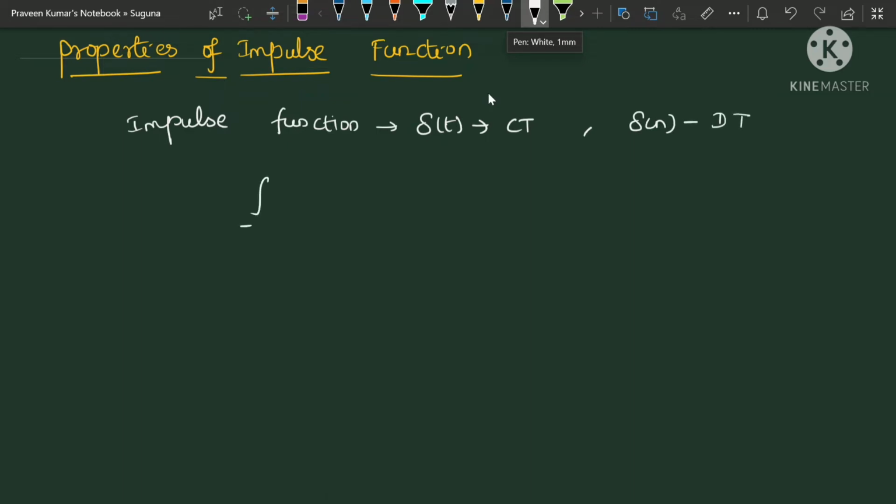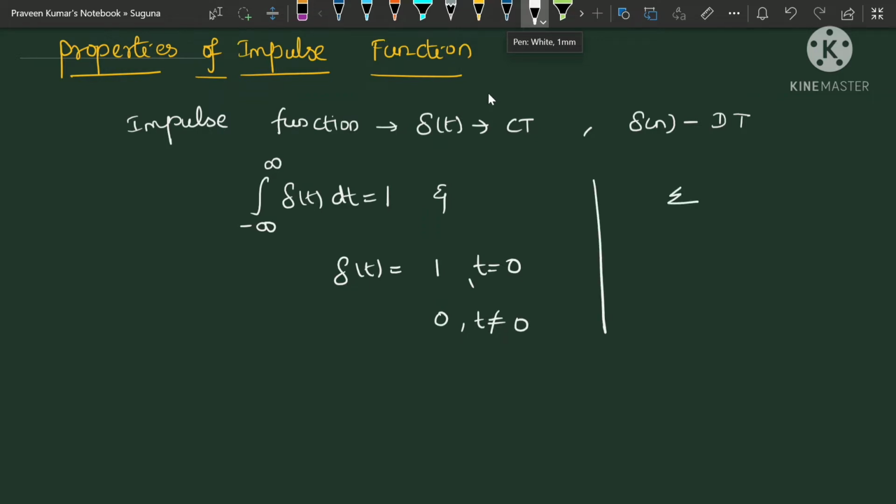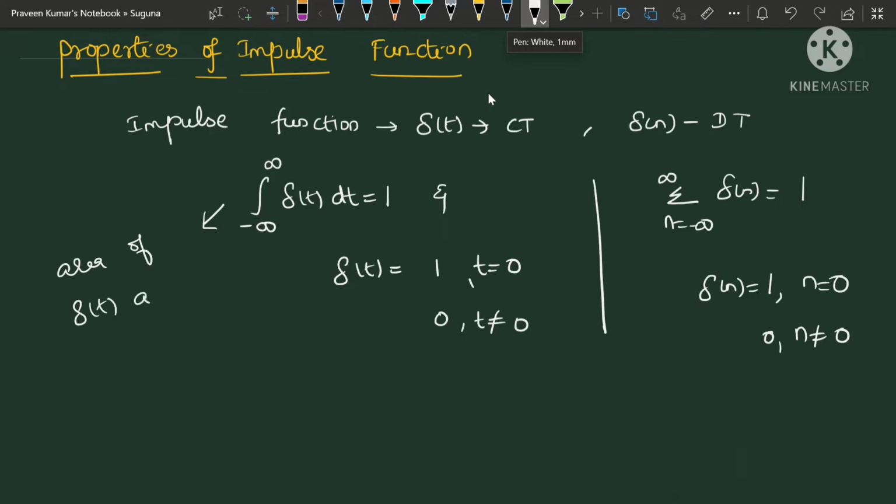So the area of the impulse function is integration minus infinity plus infinity del of t dt, which is equal to 1, and del of t exists at t is equal to 0. So at t is equal to 0, del of t is 1, and 0 when t is not equal to 0, right? And similarly for discrete, summation n is equal to minus infinity plus infinity, del of n is equal to 1, and del of n is equal to 1 at n is equal to 0, 0 at n is not equal to 0. So this is the definition of impulse function. Okay, this represents area of the impulse function always equals to unity, right?